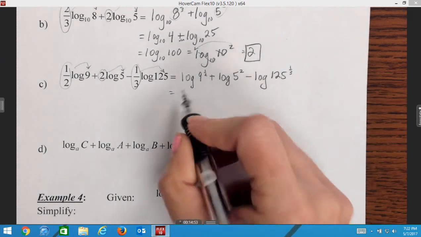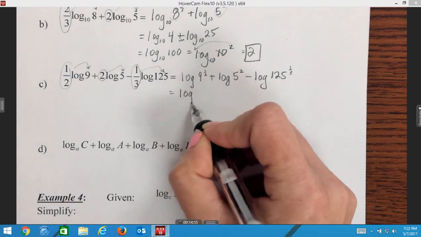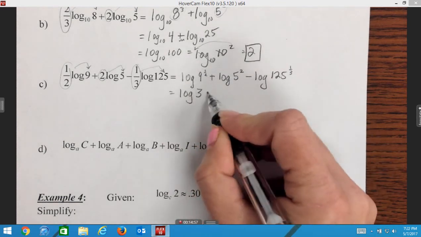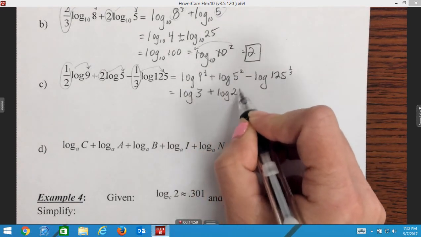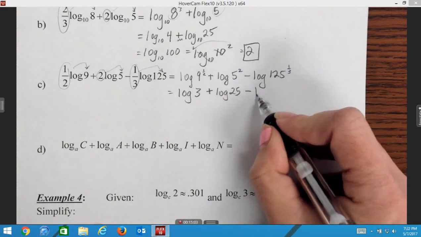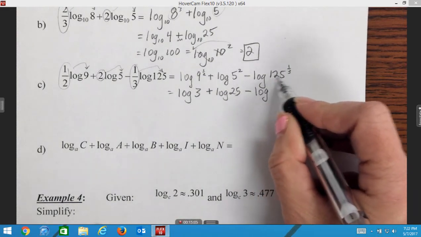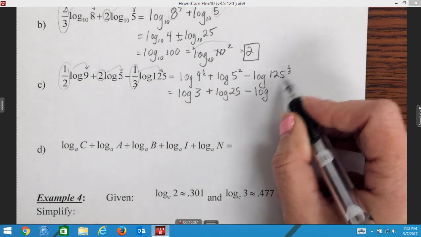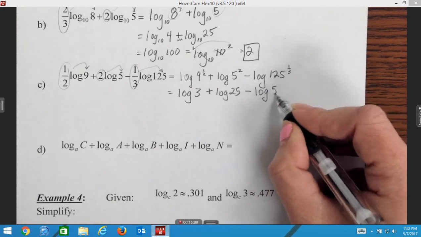And I can take 9 to the 1/2. That's the same thing as square root. So log square root of 9 is 3 plus log 25 minus log of, we take 125 to the 1/3. That's cube root. So 5.